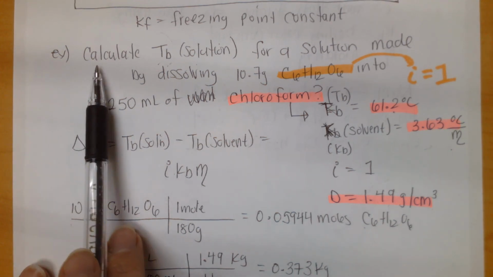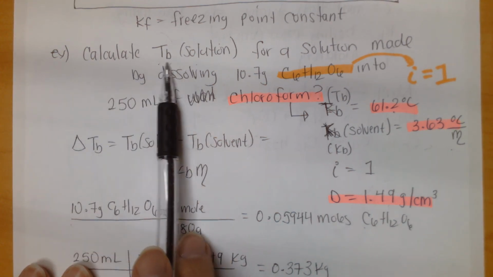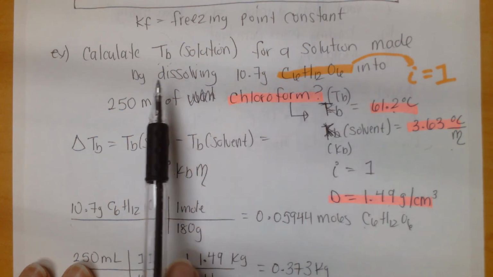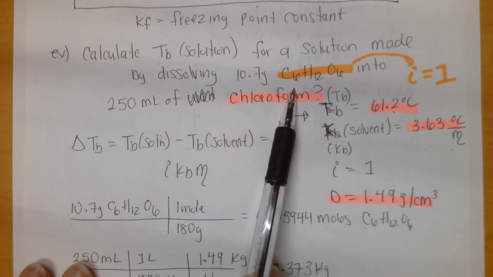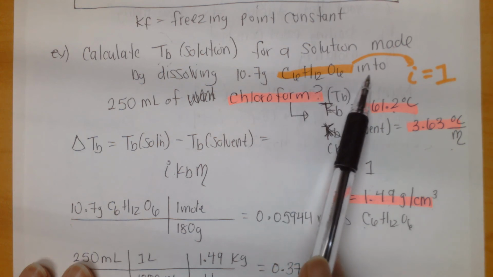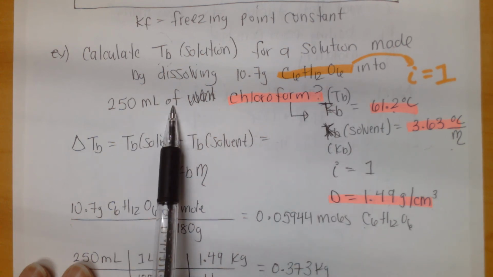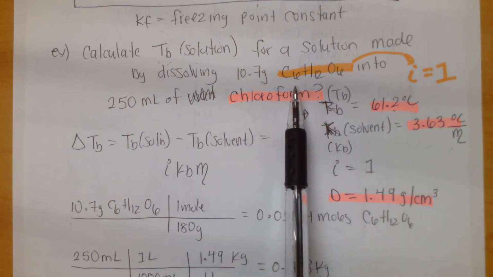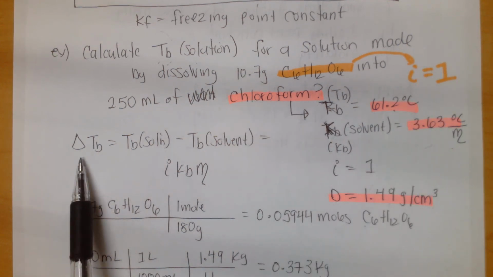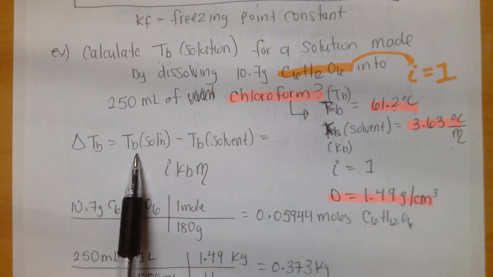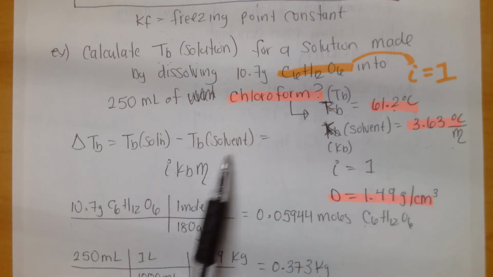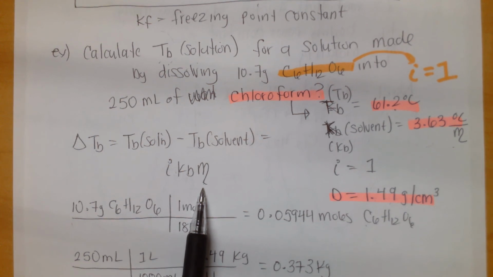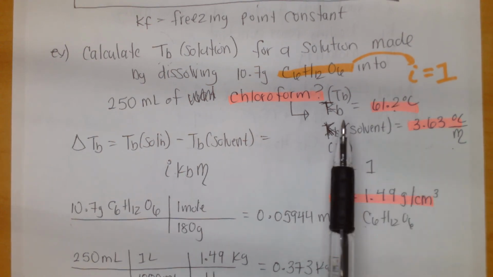So we are calculating the boiling temperature, TB, of a solution made by dissolving 10.7 grams of C6H12O6 into 250 milliliters of chloroform. Well, that's fun. Okay, so we have delta TB equals TB solution minus TB solvent equals i KB molality. Okay, so let's look up these things.